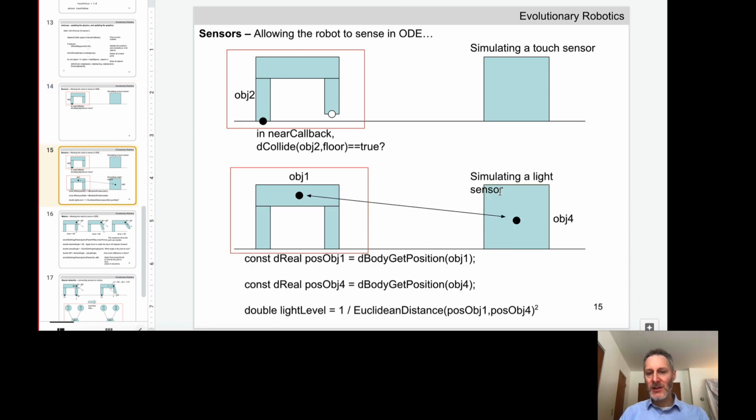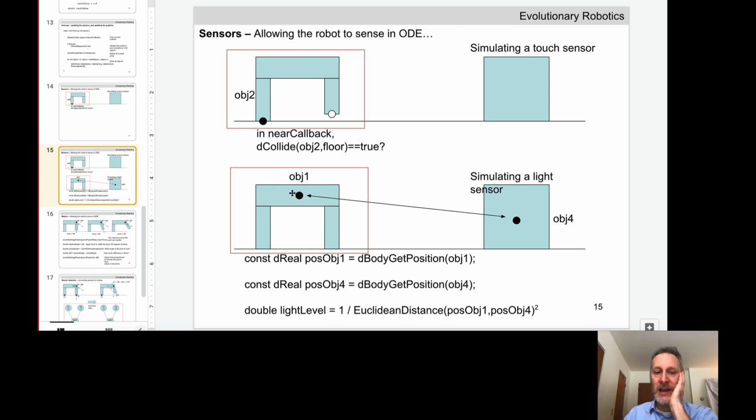What about if we want to simulate a light sensor? You remember from our Braitenberg vehicles, it had light sensors on the front of the robot. You might want to simulate a light sensor where we assume that this object out here in the environment is actually a light source. It's a light bulb, for example. Well, again, we can exploit the physics engine to simulate a light sensor.